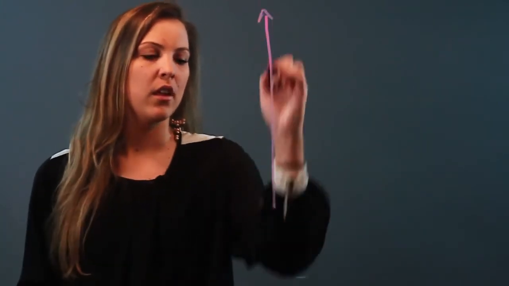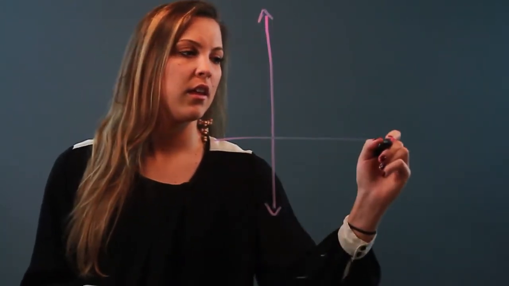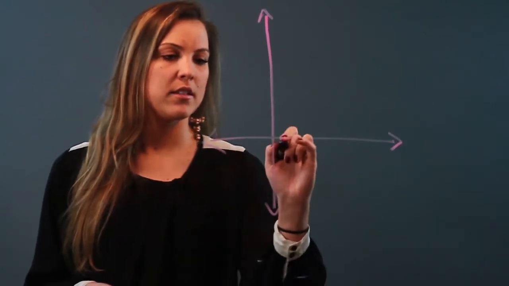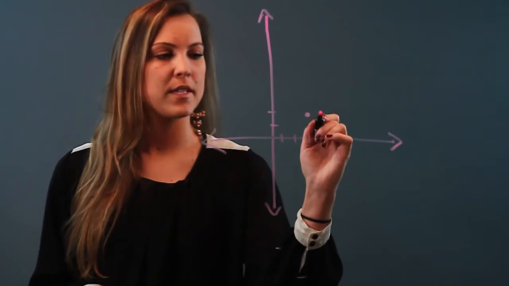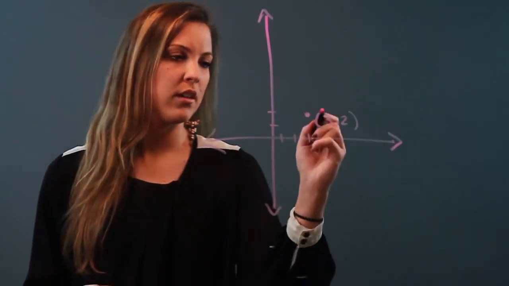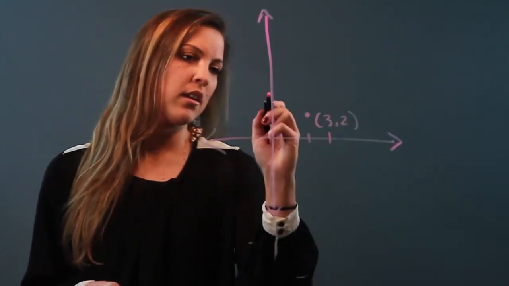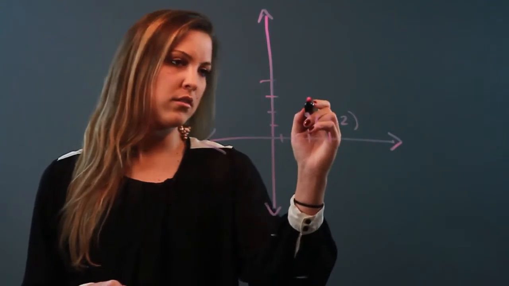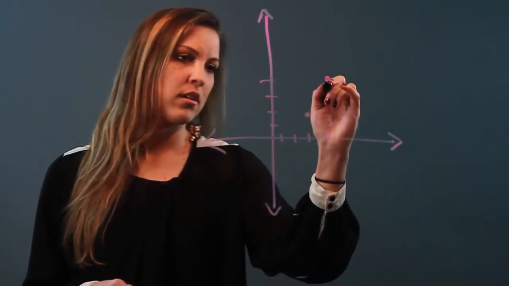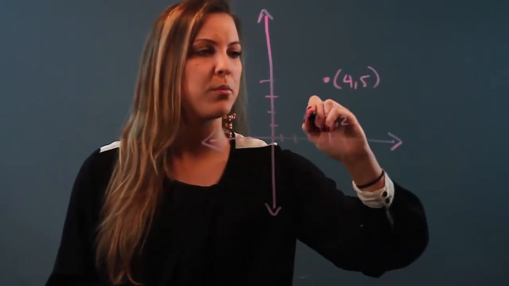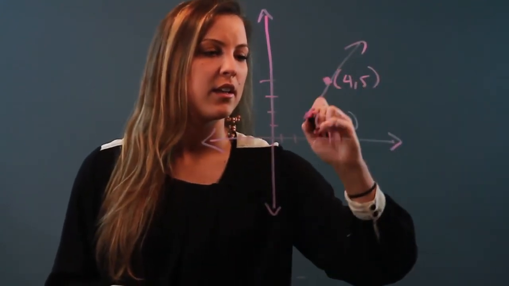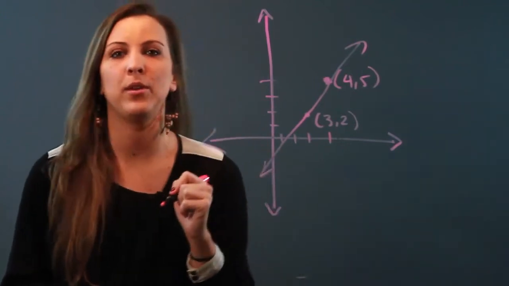So I'm going to go ahead and graph a line for you. All right, let's go. Draw this point (3, 2), and then I'll draw another point (4, 5). All right, so those are 2 points in my line, which is not drawn perfectly, but you get the idea.